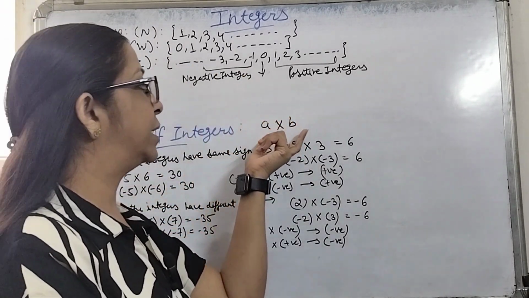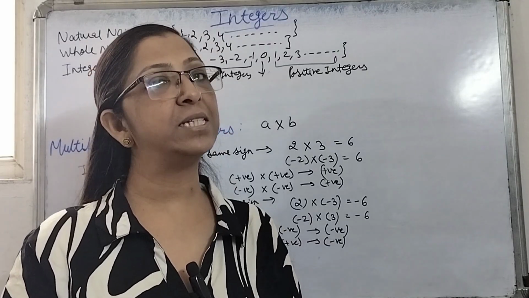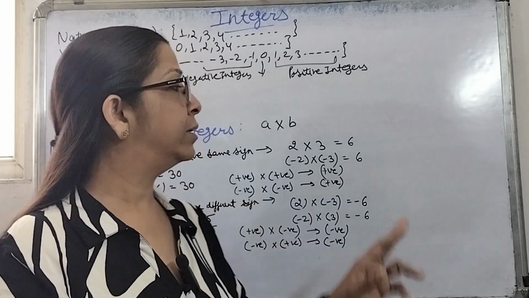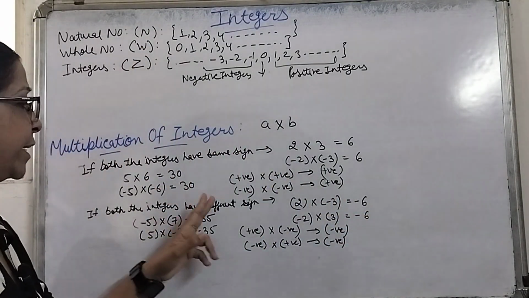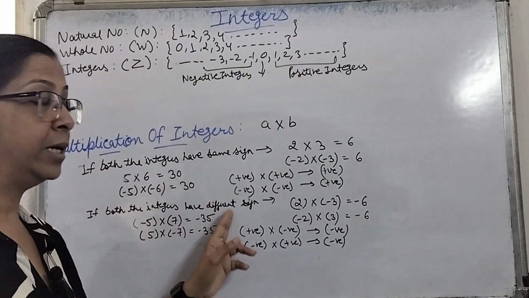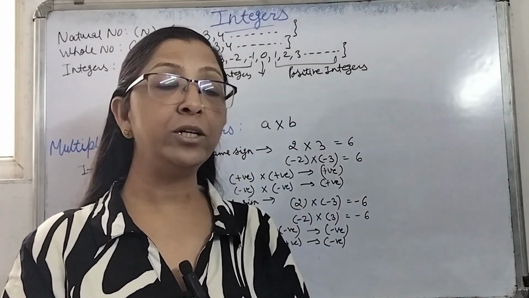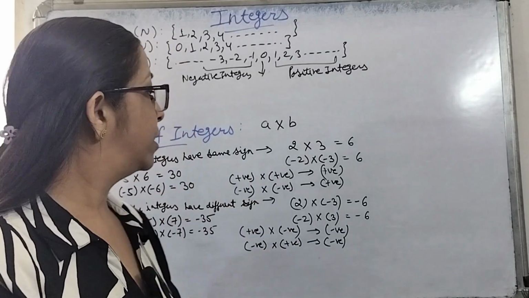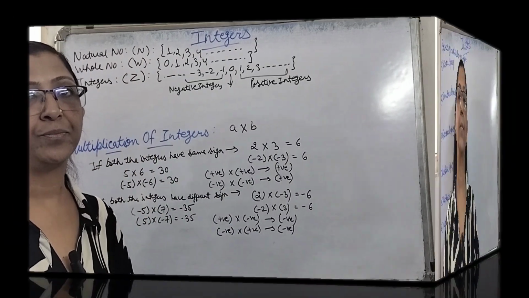If we are going to multiply any two integers and if both the integers have the same sign, that means if both are positive or both are negative, then our product will be positive always. If we are multiplying two integers with different sign, that means if one of the integers is positive and another integer is negative, in that case our product will be negative. So we'll be seeing the properties of multiplication now.